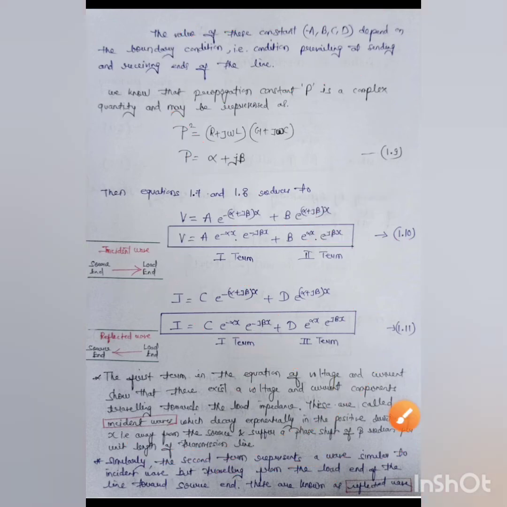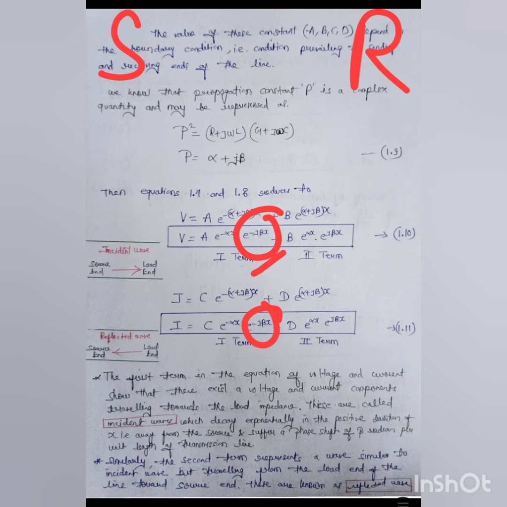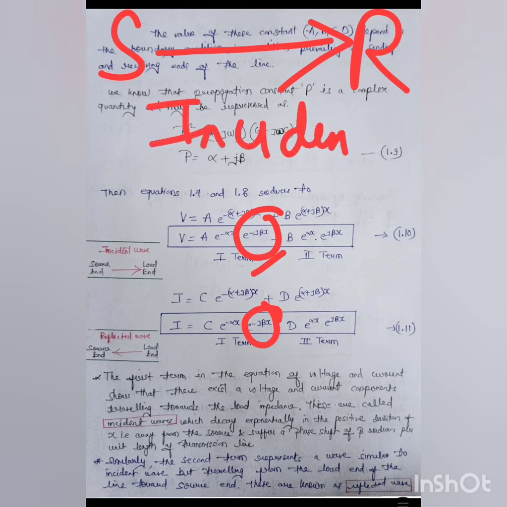So here both these exponentials are responsible for the traveling of the wave. The first term in both the voltage and current equation denotes that the voltage is traveling toward the load end. That means this is the sending end, this is the receiving end, and the negative sign of the exponential term shows that the wave is traveling toward the receiving end at the load end, and hence this is called the incident wave. This is called the incident wave.